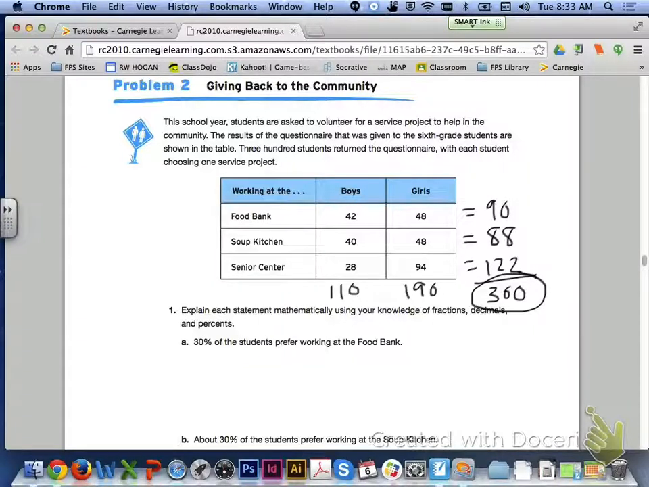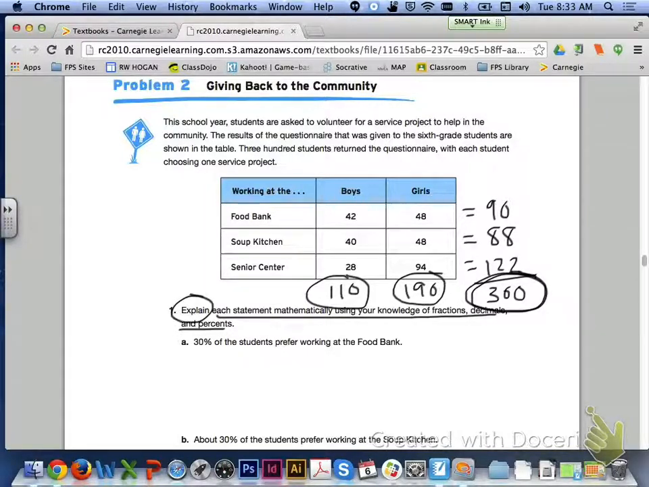For the total number of boys that were in the survey for the food bank, the soup kitchen, and the senior center, if I add 42, 40, and 28 all together, I get 110 for the total number of boys. If I add the girls column up, 48, 48, and 94, I get 190. And if I add those 2 together, I would get 300 again. So some important information based off of the questions that you are going to have to answer now for number 1. So let's take a look at that.